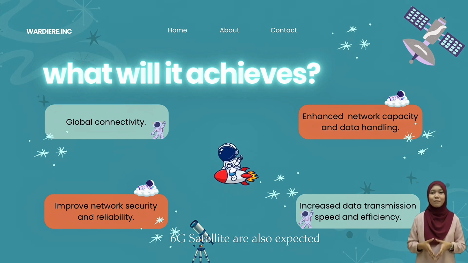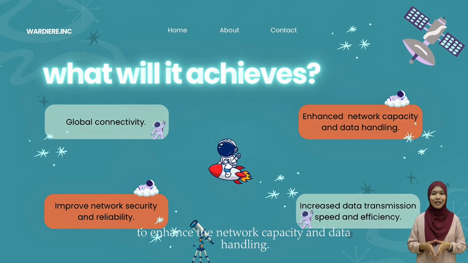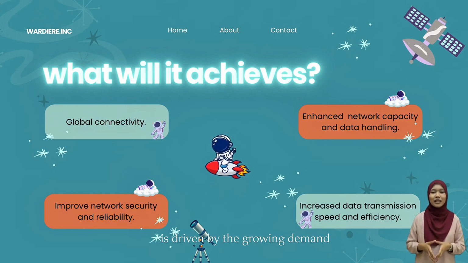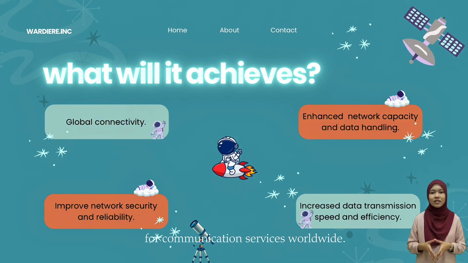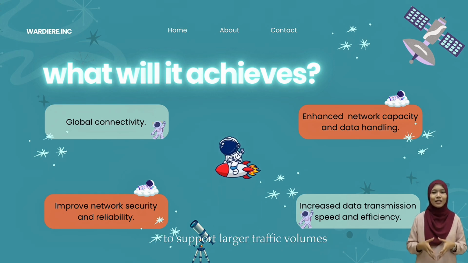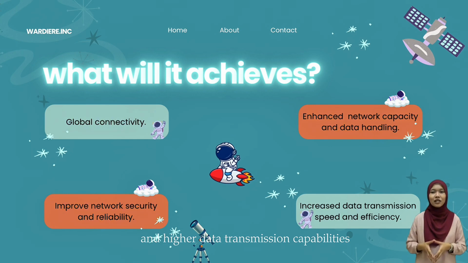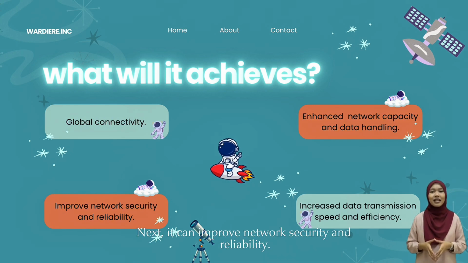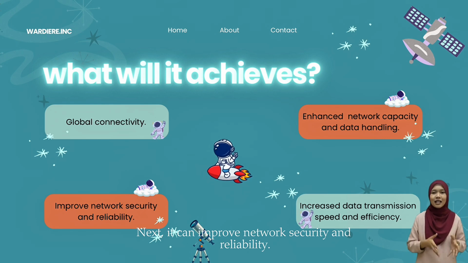6G satellites are also expected to enhance the network capacity and data handling. The advancement of satellite technology is driven by the growing demand for communication services worldwide. Future 6G satellite systems are expected to support larger traffic volumes and higher data transmission capabilities to accommodate increasing network demands.